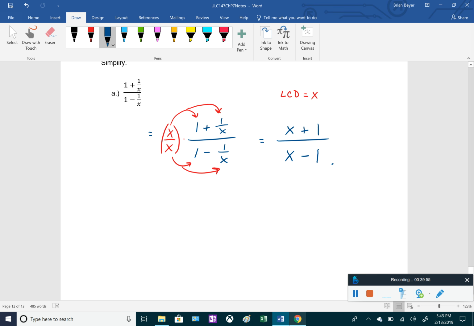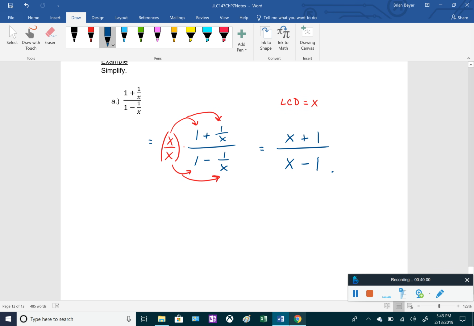So we have to omit a couple things here. We have to look at the smaller fractions.